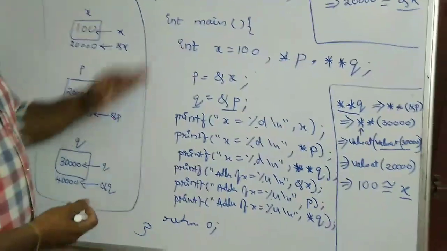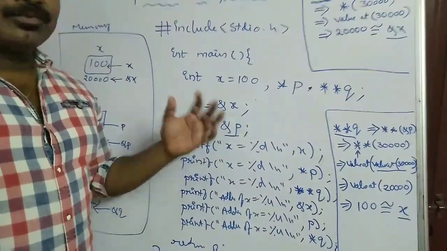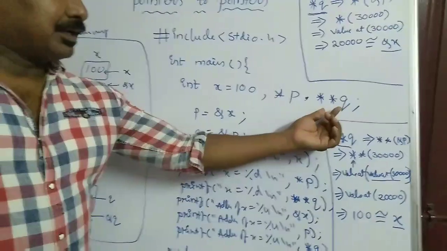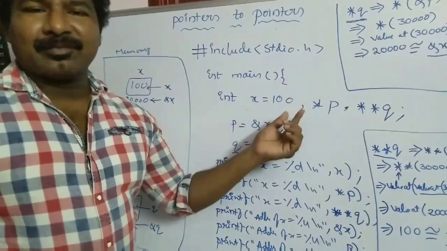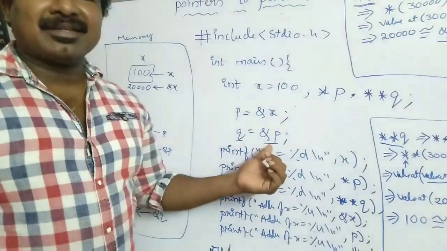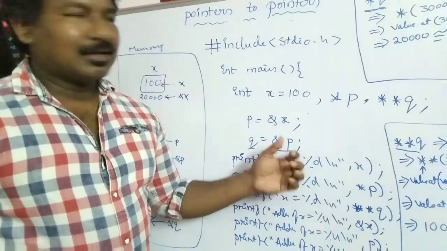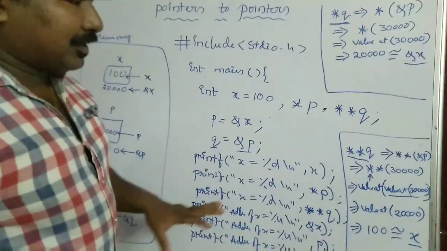Okay friends, so the key point that we have to note is, whenever you want to declare a pointer which points to another pointer, it should be declared as star of q. So like any other variable, the pointer can take the address of another pointer. So q is taking the address of the p. So the pointers can be expanded to any level.